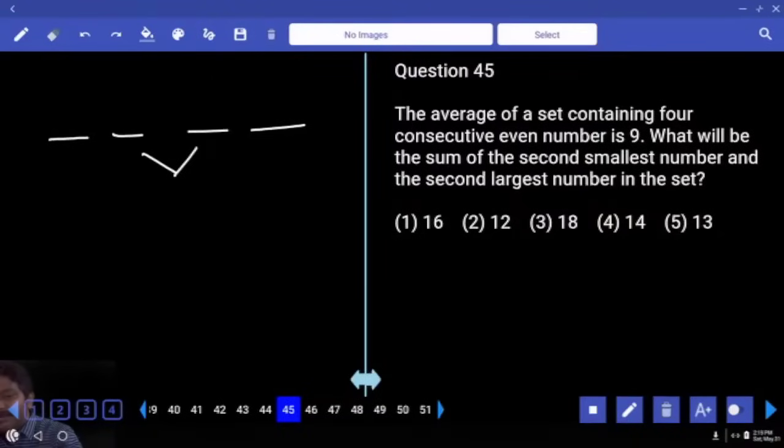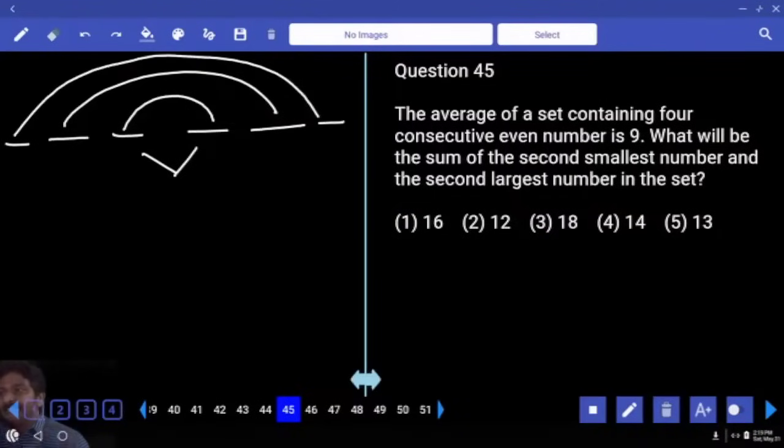Sum of second smallest number and second largest number will be again 2 times the average. You know the average. How much is that? 2 times of that. Answer done. You don't have to actually calculate what the numbers are. Sum of first and last, sum of second least and second largest, sum of third largest and third least, if you have 6 numbers like this, sum of those numbers will be 2 times the average.